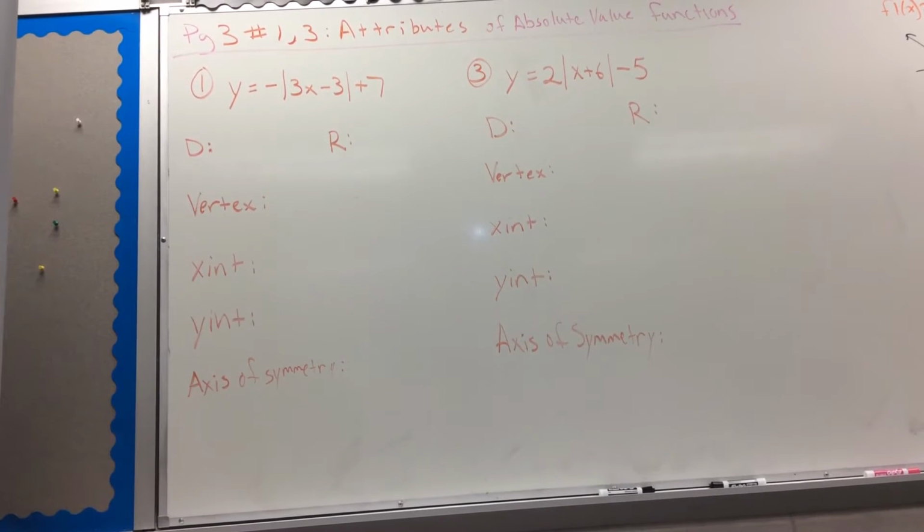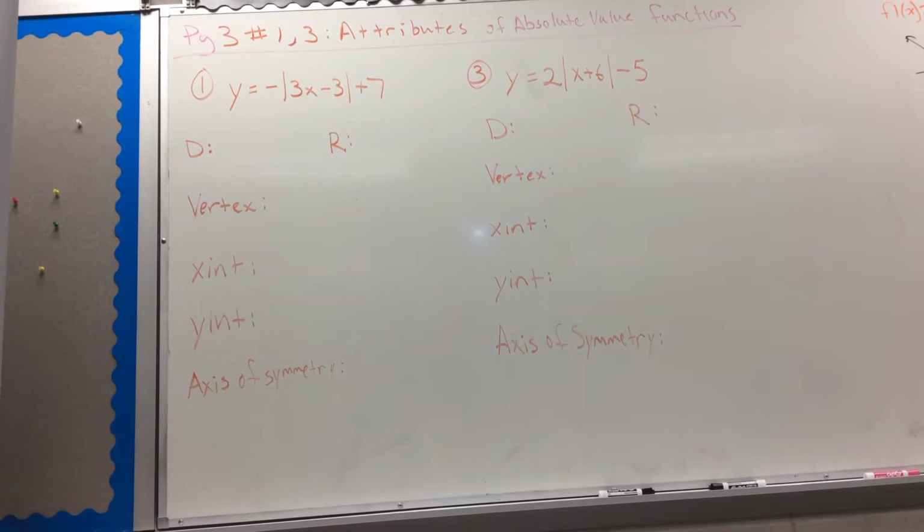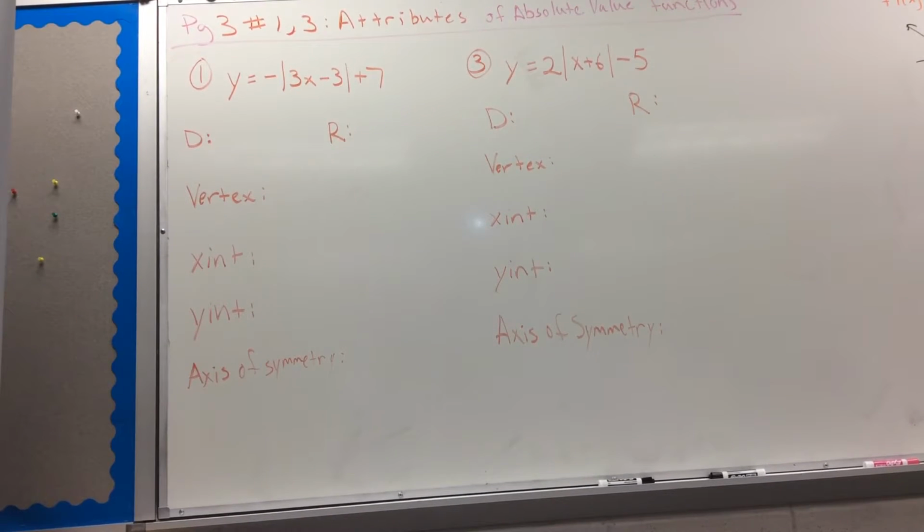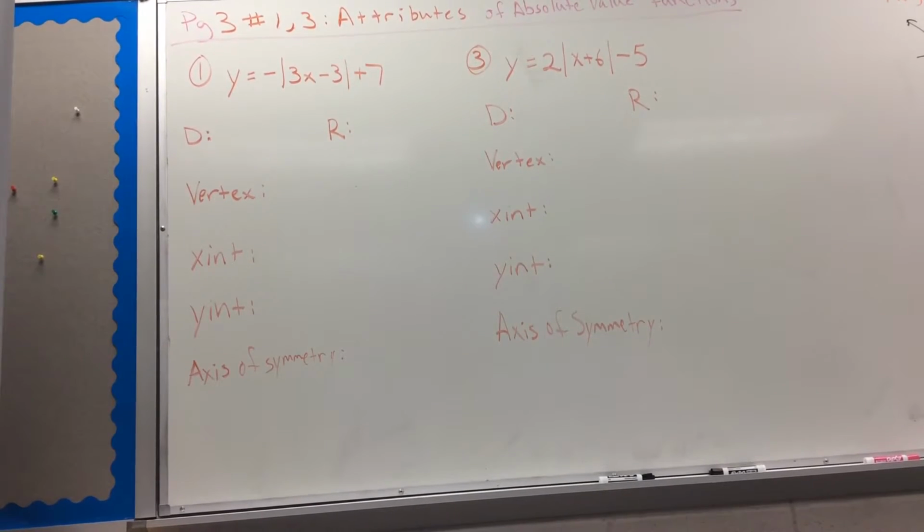So we're starting with page 3, questions 1 and 3, attributes of absolute value functions. Question 1 is y equals negative absolute value of 3x minus 3, plus 7. And question number 3 says y equals 2 times the absolute value of x plus 6, minus 5.